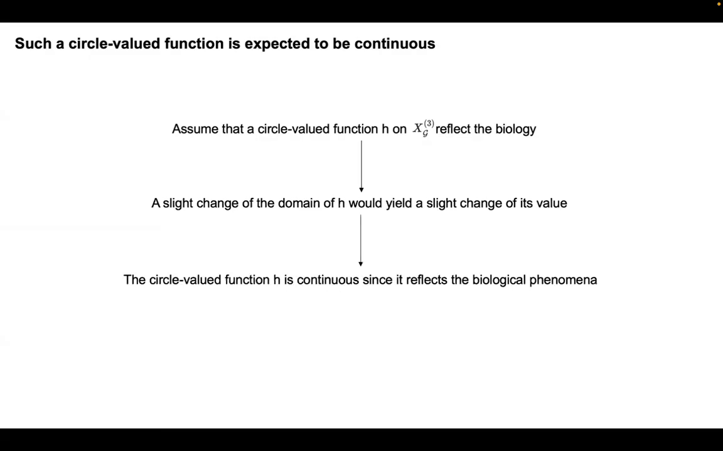Assume that such a circle valued function exists, then it reflects the biological phenomena. Then a slight change of the domain is also a slight change of its value because it reflects the biological phenomena. That means that the circle valued function should be continuous in some sense.